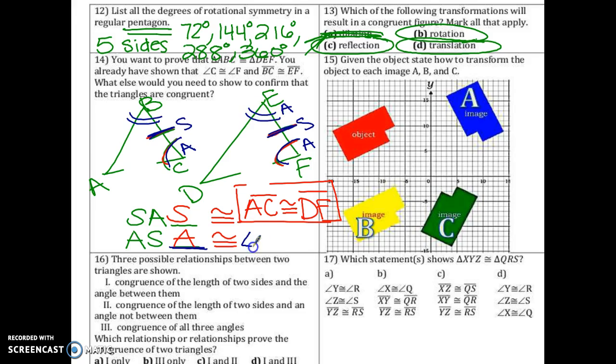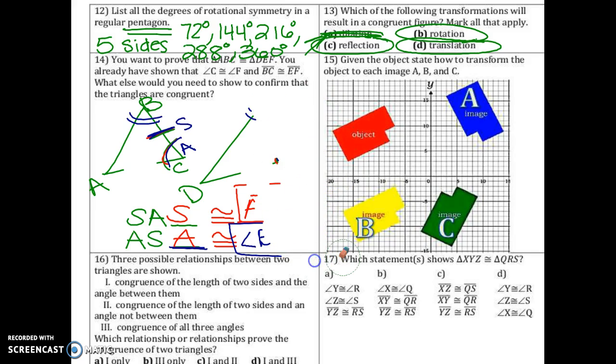So our two angles, we need angle B to be congruent to angle E. And that is the other way that we can make those two triangles congruent. So we're going to get rid of some of this for the next one.